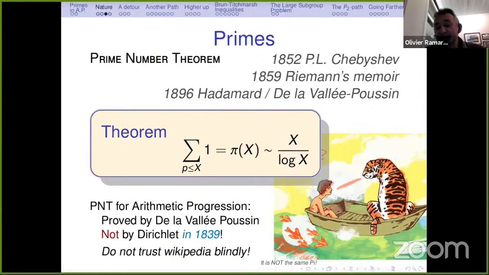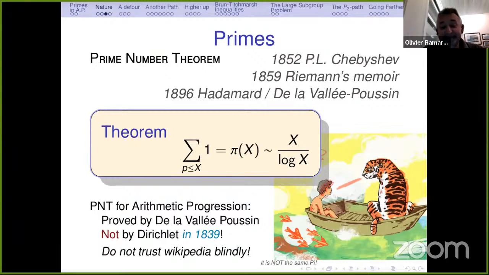you know, there's Riemann's memoir in which you find the Riemann hypothesis. It dates from 1859. Dirichlet's theorem that I stated is 1839, 20 years before. And many people say that the prime number theorem for arithmetic progression has been proved by Dirichlet. That's false. Dirichlet proved that the primes were well distributed in arithmetic progression, but he didn't know how many of them there were. Chebyshev's memoir is in 52 only.